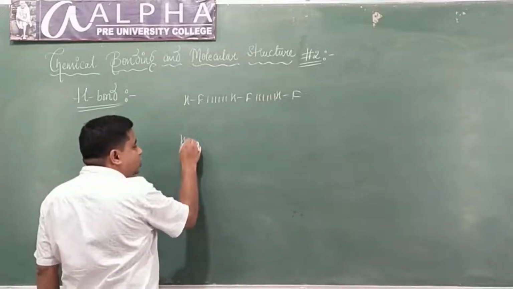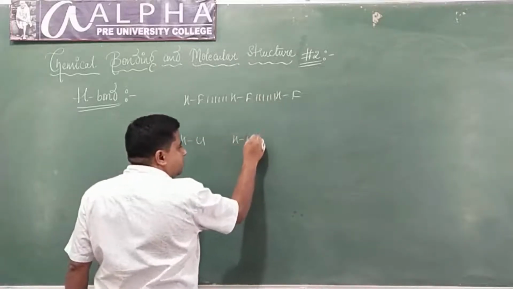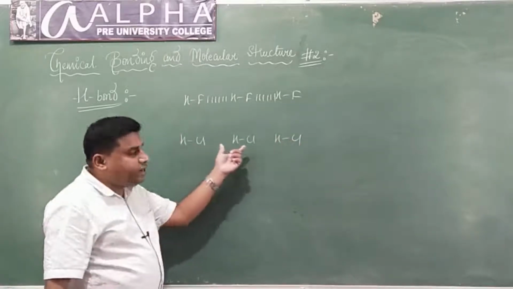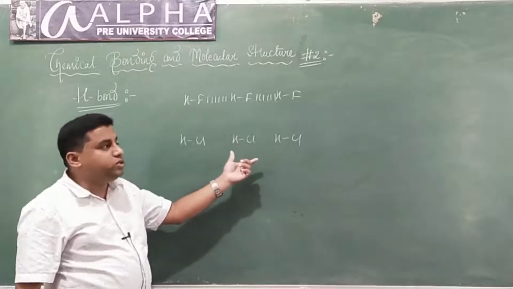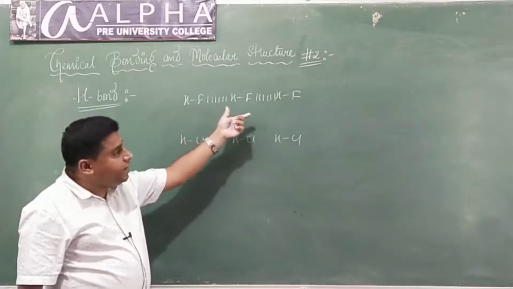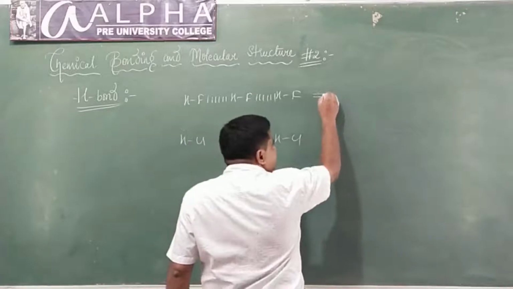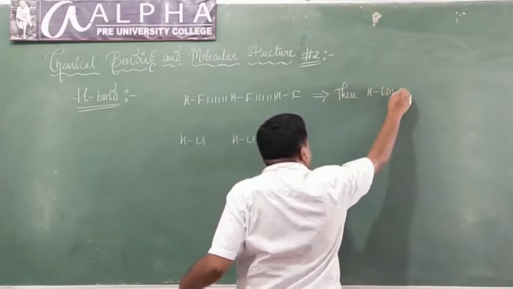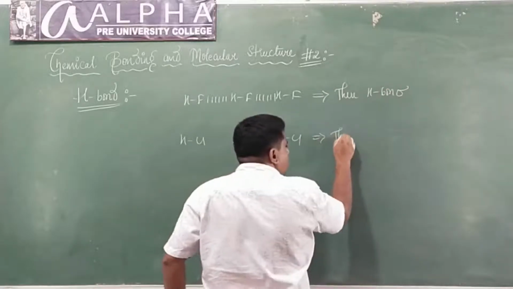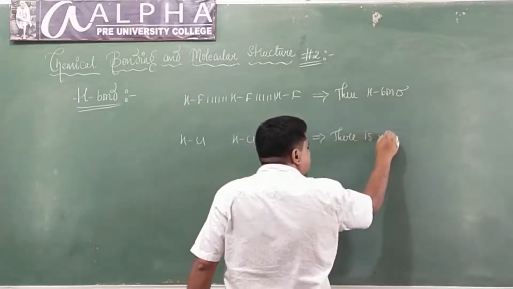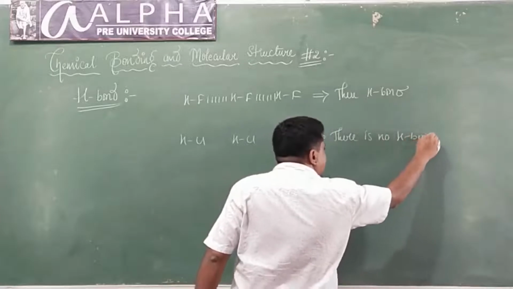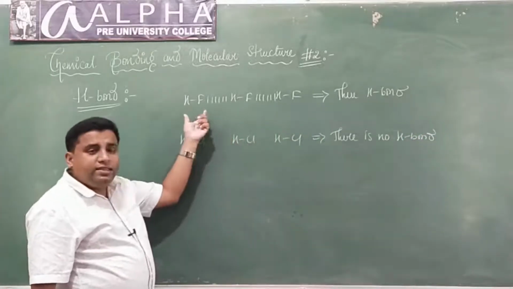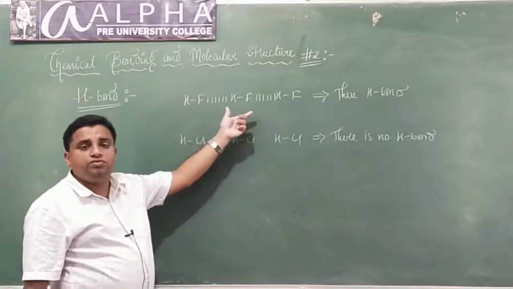How about hydrogen chloride molecules? No, there is no hydrogen bond in hydrogen chloride molecules. There is hydrogen bond only in hydrogen fluoride. Here there is hydrogen bond, but in this case there is no hydrogen bond. Can you please tell me why there is no hydrogen bond between HCl molecules and why there is hydrogen bond between hydrogen fluoride molecules?